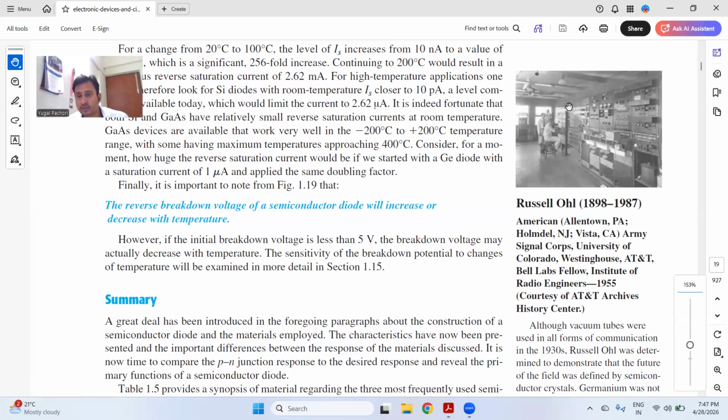And as you can see, this picture is a very nice picture. Two gentlemen are working in this laboratory. Let's read about this. Russell Ohl lived from 1898 to 1987. He was an American, Allentown, PA, Holmdel NJ, Vista CA, Army Signal Corps, University of Colorado, Westinghouse, AT&T Bell, Fellow of the Institute of Radio Engineers, 1955. This picture is from 1955, and it has been taken with the help of the AT&T Archives History Center.